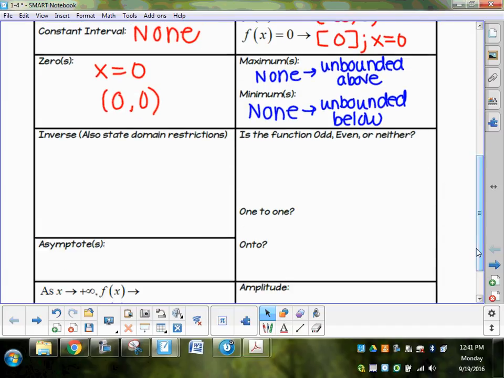Now, today we're actually doing inverses, so we can leave that one blank. And we're going to leave this piece over here blank because we haven't talked about odd, even, or neither functions yet. But we can answer this question in this one. Is this function onto? Well, does anyone remember what an onto function does from the other day?